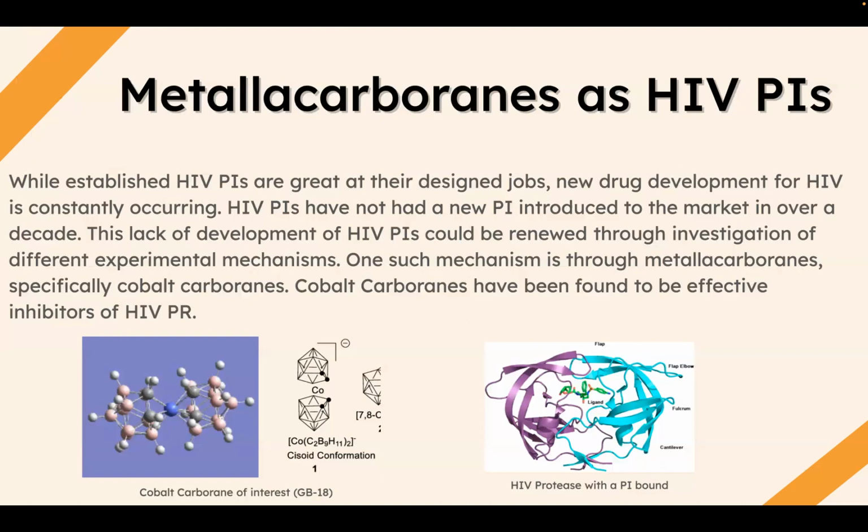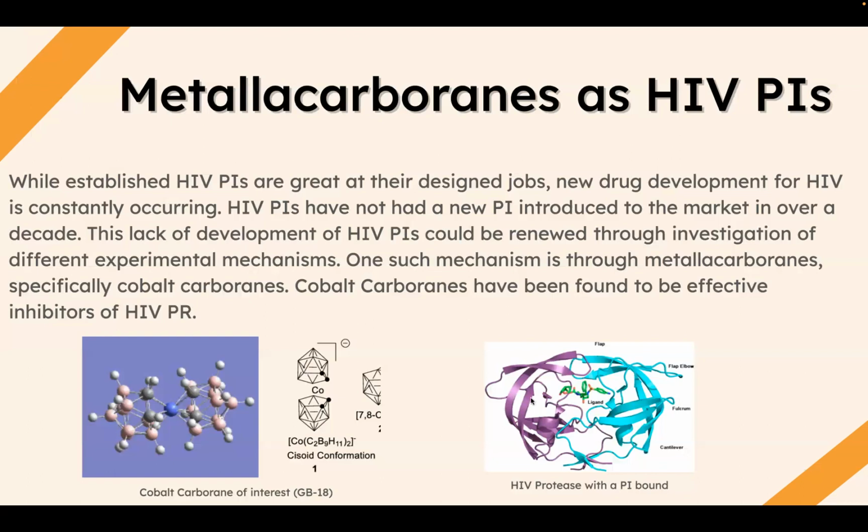I found that inorganic polyhedral metallocarboranes are able to inhibit HIV protease, not in the same mechanism, but in the same fashion that the peptidic protease inhibitors can inhibit the protease. And specifically the one that I was looking at was this cobalt carborane. So this is the structure before geometry optimization run computationally. This is it kind of drawn out down here.